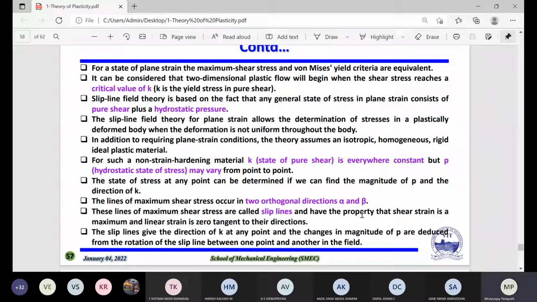Any question up to now? No, sir. Is it clear? And we have derived small equations, and based on this we have also done a few numericals.